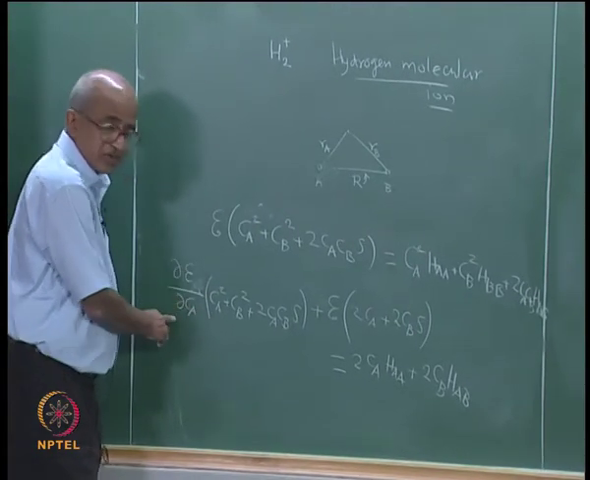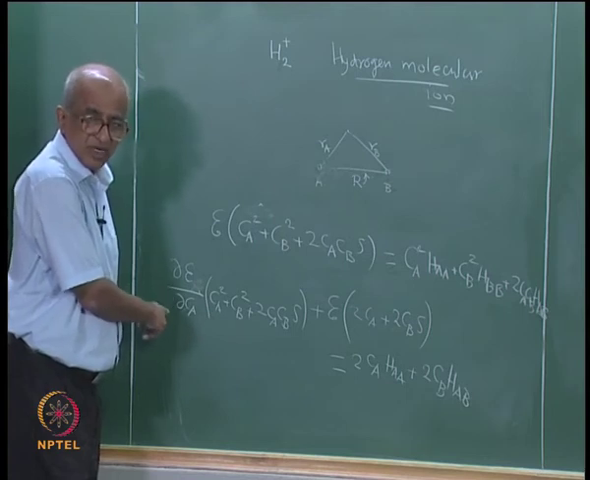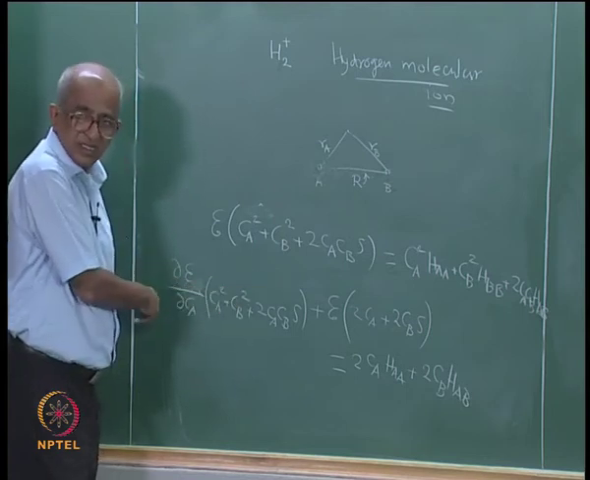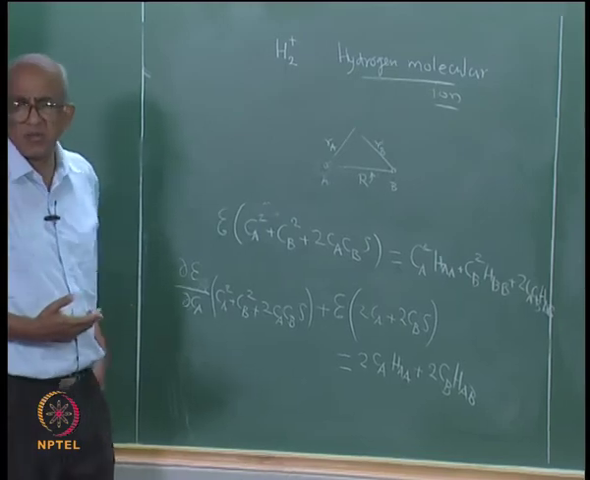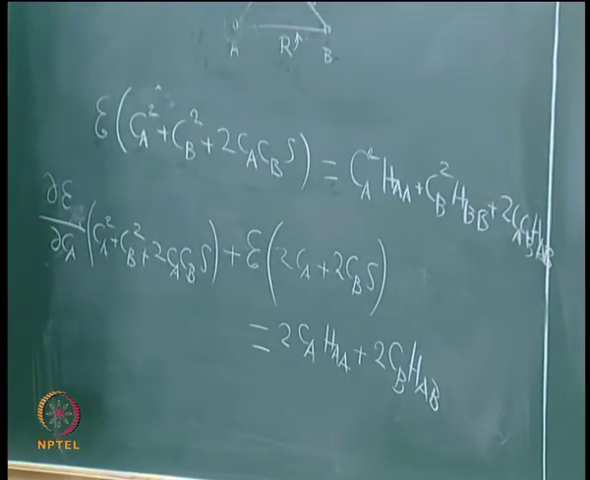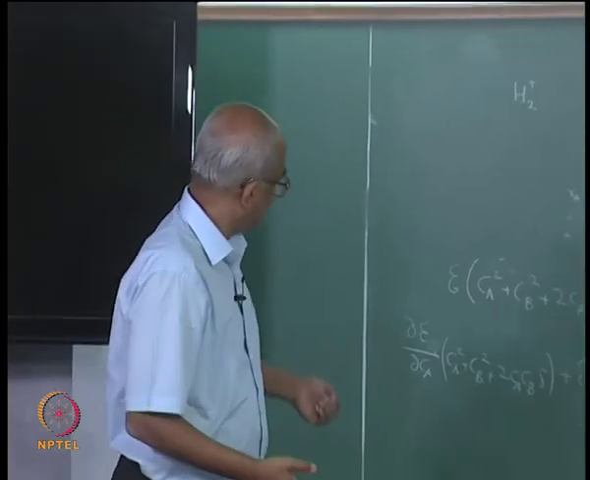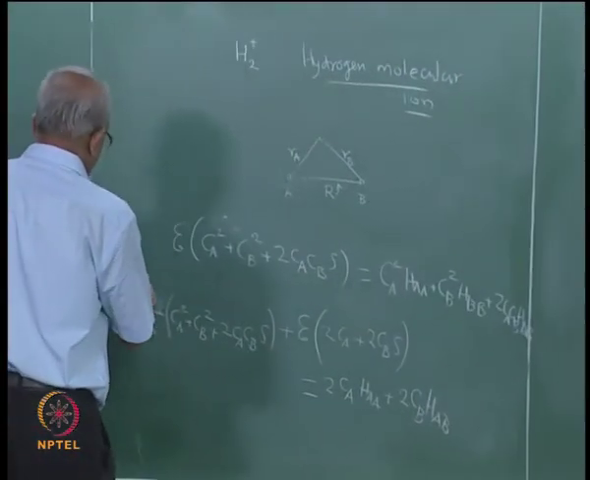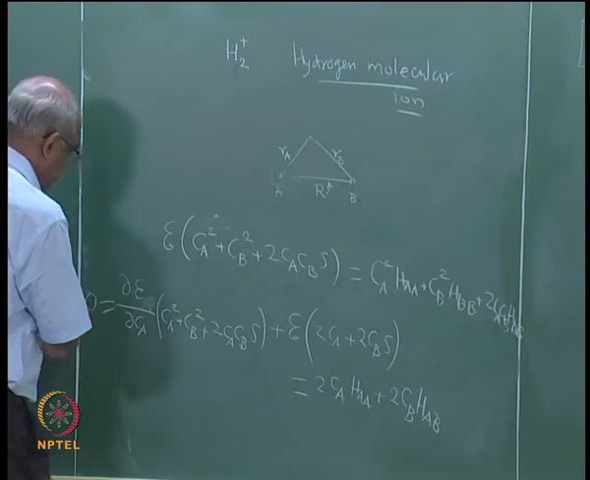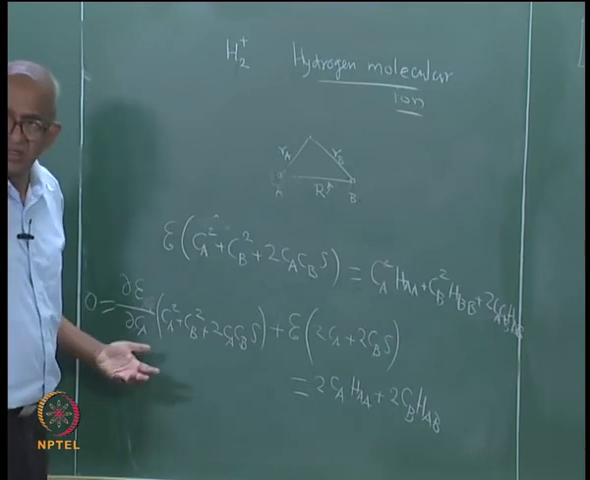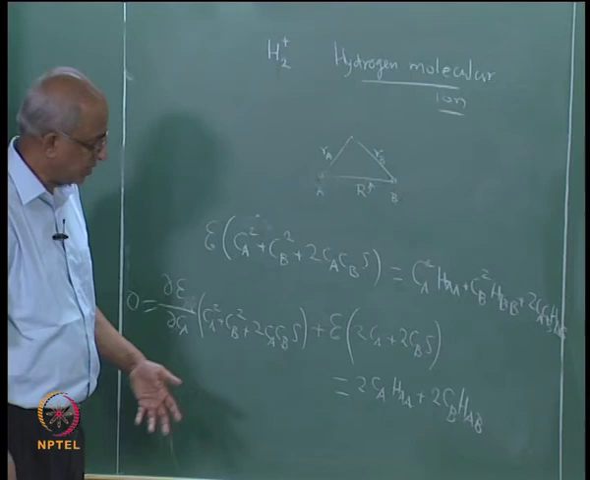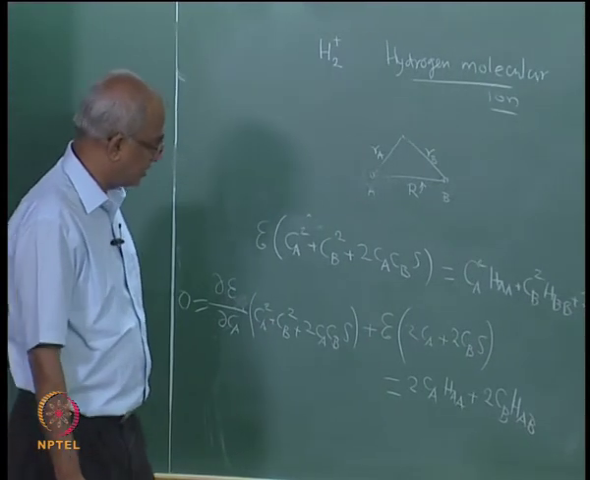If you want you can rearrange this and get an expression, but why should I do that? After all, my aim, after finding that dou E by dou CA, is to put it equal to 0. So, why should I solve it? I will just put dou E by dou CA equal to 0 in this expression, and I can do that without any difficulty, and then I will get an equation. What is the equation?